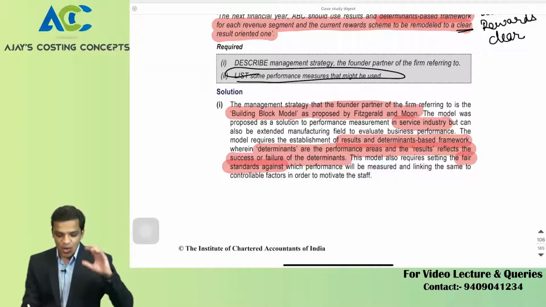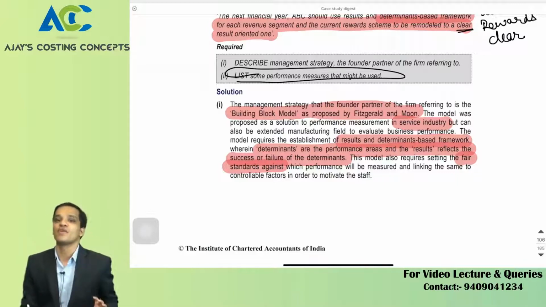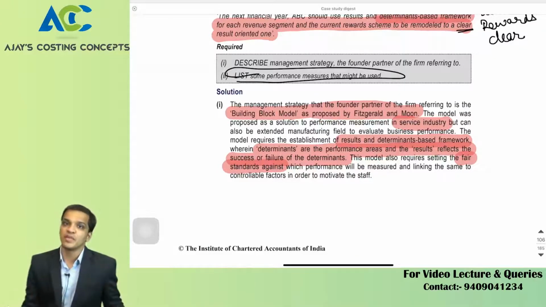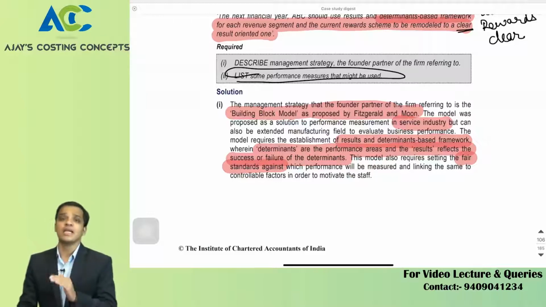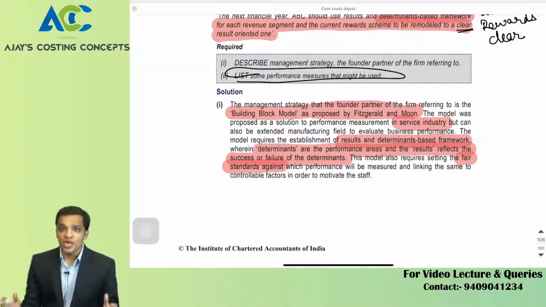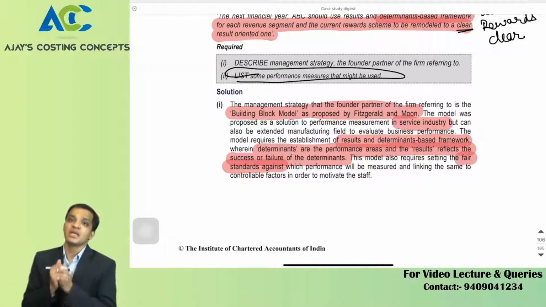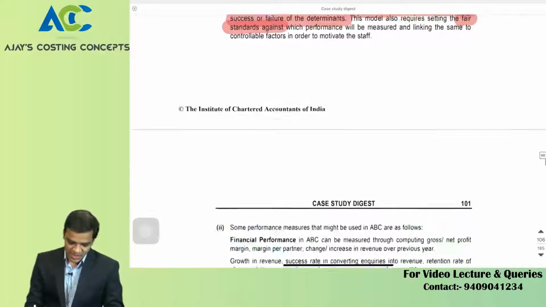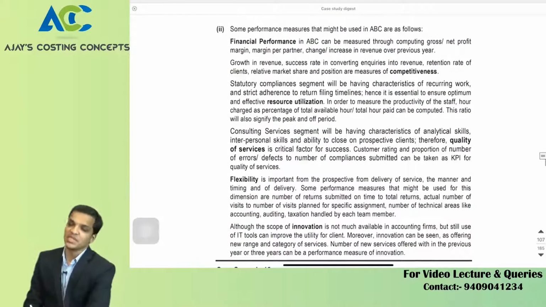So this is what management strategy the founder should follow. He should keep determinants. He should also keep fair standards where ownership and responsibility are provided. Further, what should he also do? He should also provide the standards with rewards which are clear, motivating and controllable, right? That is what we are talking of. Now, list the performance measures that might be used. So what are the performance measures that might be used?